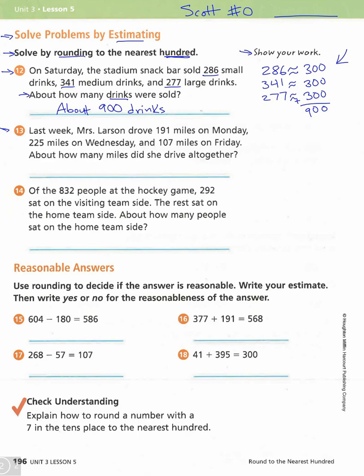Okay, so here we go, number 13. Last week, Mrs. Larson drove 191 miles on Monday, 225 miles on Wednesday, and 107 miles on Friday. About how many miles did she drive altogether? So our label is miles. We're dealing with these numbers: 191, 225, 107. Again, show your work over here, pause the video, show your answer over here, and then when you're ready, start it back up.